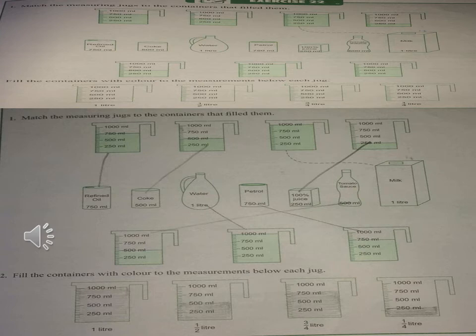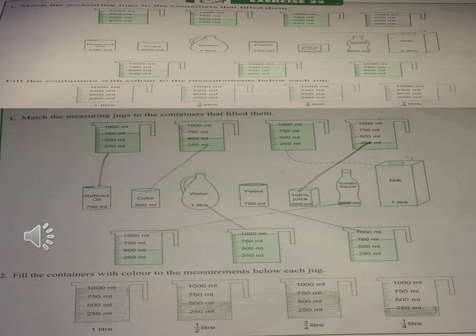It is only first sum, it is only matching. We have to match the measuring jugs to container that will be done. First one is already done. Milk 1 liter is matched with first line, third measuring jug. Now refined oil 750 ml in middle line. It is given refined oil 750 ml. We have to match with first jug in first line.